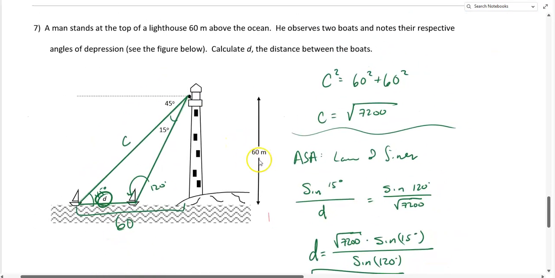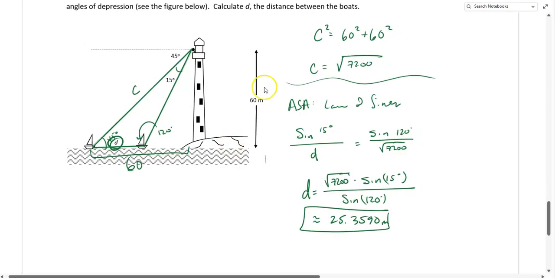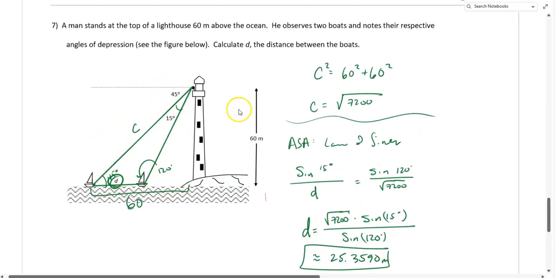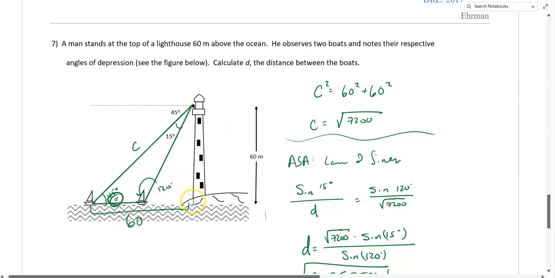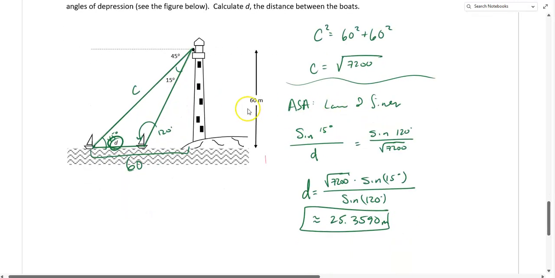And for question 7 on review number 1, we again have this oblique triangle where we're trying to solve for side length D. What I found helpful was recreating a right triangle with the height of the lighthouse being 60 meters. If the height of the lighthouse is 60 and we're looking down at a 45-degree angle, then this total distance is also 60. And so we can find that the hypotenuse side length of the whole thing is the square root of 7,200, whatever that comes out to be.